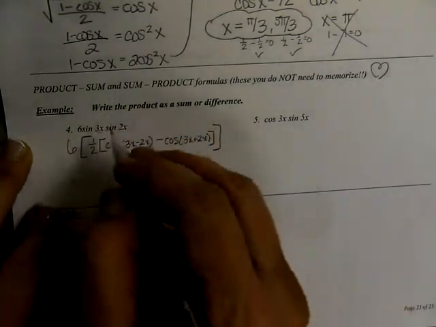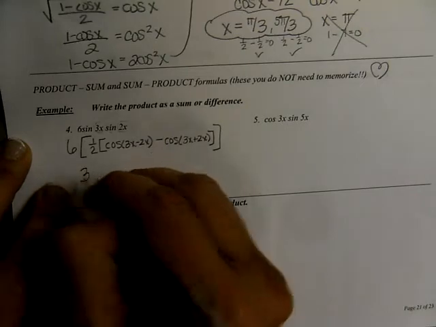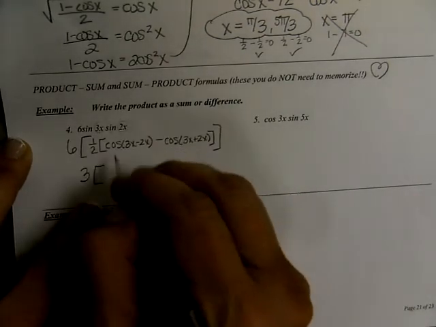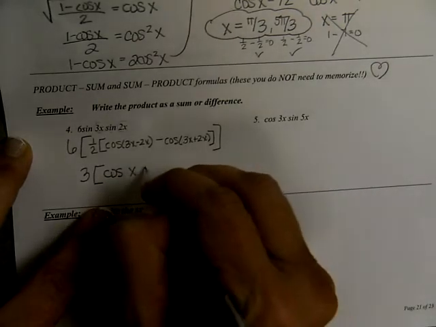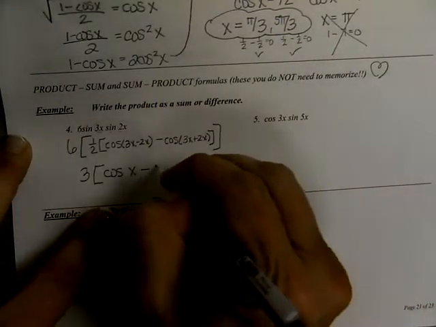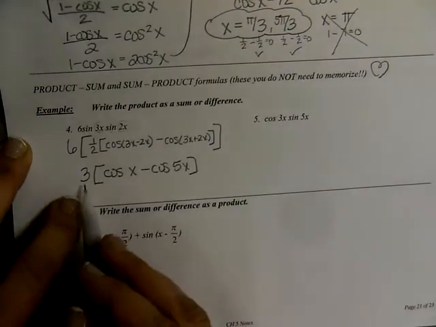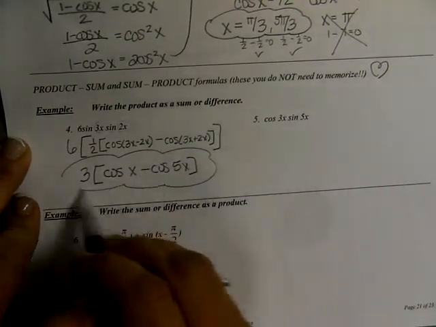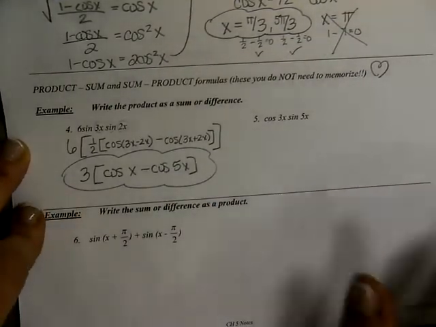Okay, so essentially this 6 times 1/2 gives me 3. And then I have the 3x minus 2x just gives me x. And the 3x, whoops, that's a plus. And the 3x plus 2x gives me 5x. So I have 3 times cosine x minus cosine 5x. And that's all we've done. We've taken the product and we've written it as a sum or difference.